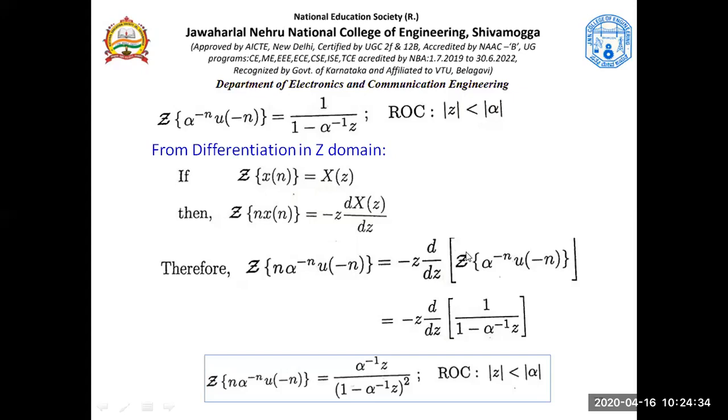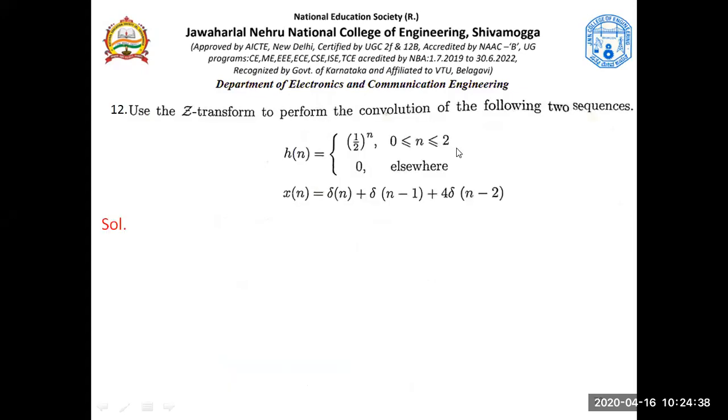Okay, so let's go on with the next problem. Use the Z transform to perform convolution of the following two sequences. That is, h of n is one signal, x of n is another signal. I know you're not comfortable with the convolution operation, but we are not doing the convolution operation directly. They are asking us to do convolution, but we'll be dealing with this in a different way.